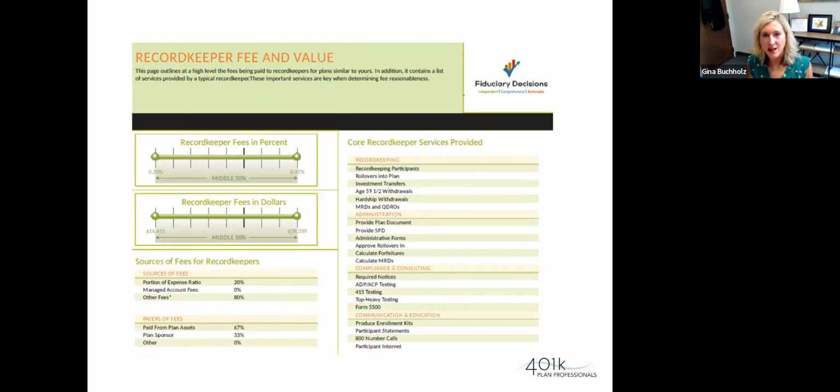And it would show us that the average fee for plans your size, or plans this client's size, is somewhere between 20 and 45 basis points. I'm sorry, that's the record keeper. That would be the record keeper fee. So we can say, okay, well, you use Fidelity, their record keeper fee is 25. And yeah, that falls definitely within the range, even on the low side of the range.